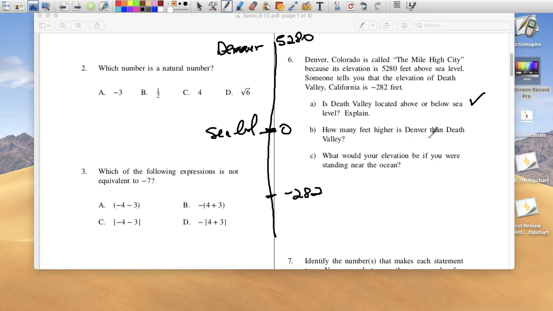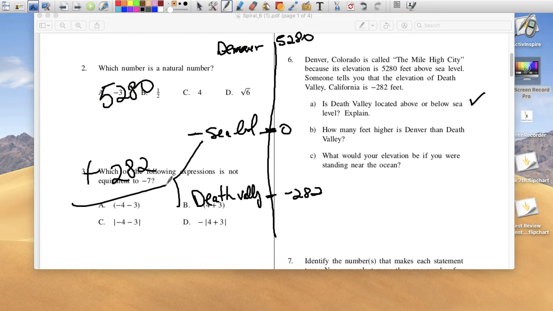How many feet higher is Denver than Death Valley? So, if you were at Death Valley right here, and you had to walk all the way up here to Denver, what would be the distance? So you think about distance, and distance can't be 0. If you were at negative 282 and you had to go to 0, you would take 282 steps, right? And then from 0 to Denver, you would take another 5,280. So if I add these two, the total number of steps would be 5,562. So that's how much higher it is.